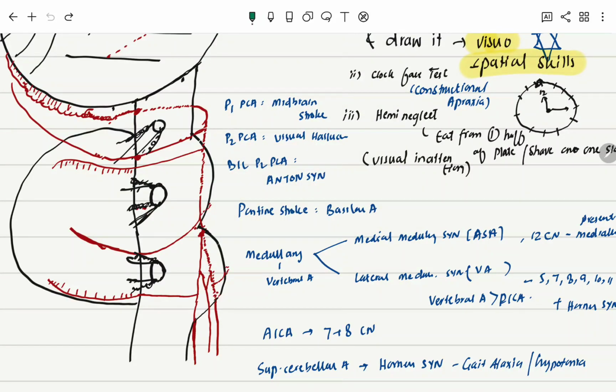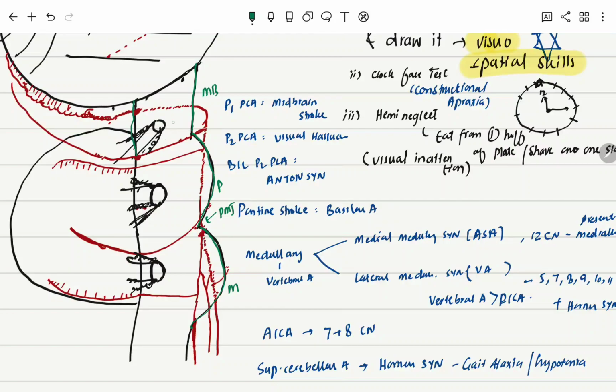Okay, so this one is the midbrain, what I'm drawing in the green. This is actually the lateral view. This one is called the pons. Midbrain, pons, then the next thing is the medulla, and this junction is called the pontomedullary junction.